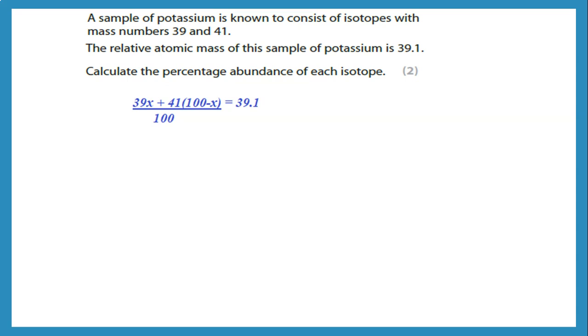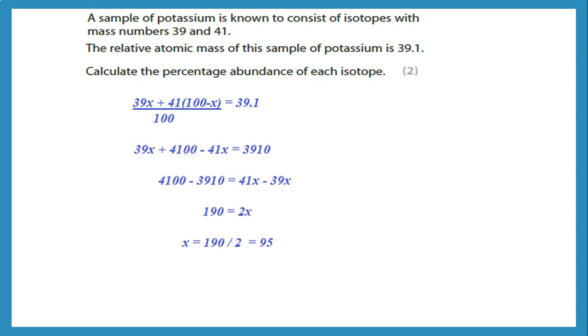So 39 times its abundance. I don't know its abundance, so I put it as X. Plus 41 times the rest of the 100, so 100 minus X. And he's telling me that overall, the total is 39.1. So solve for X. This is a basic math equation. So we find that X is 95%. And that means that the abundance of the isotope that has mass number 39 is 95%. Then the other one, of course, would be the rest of the 100.